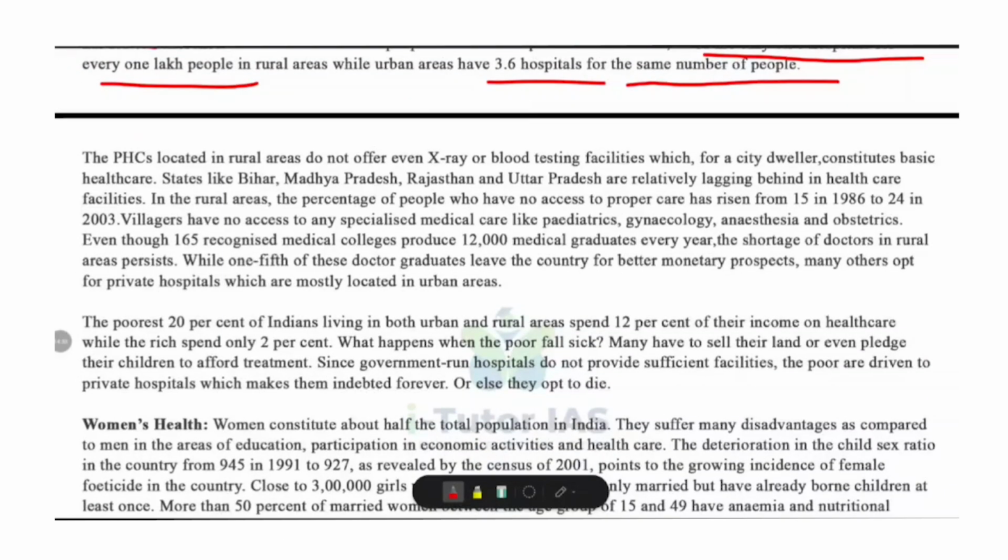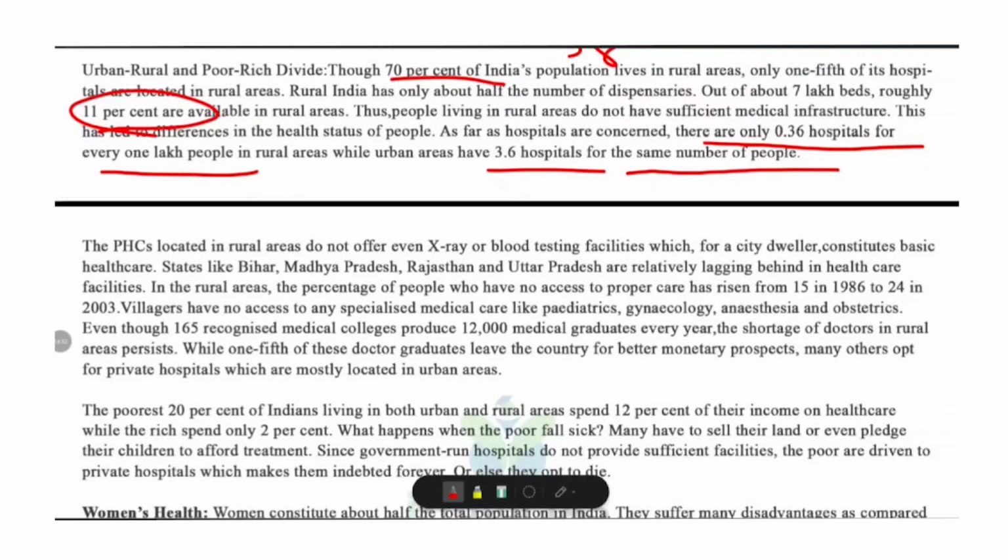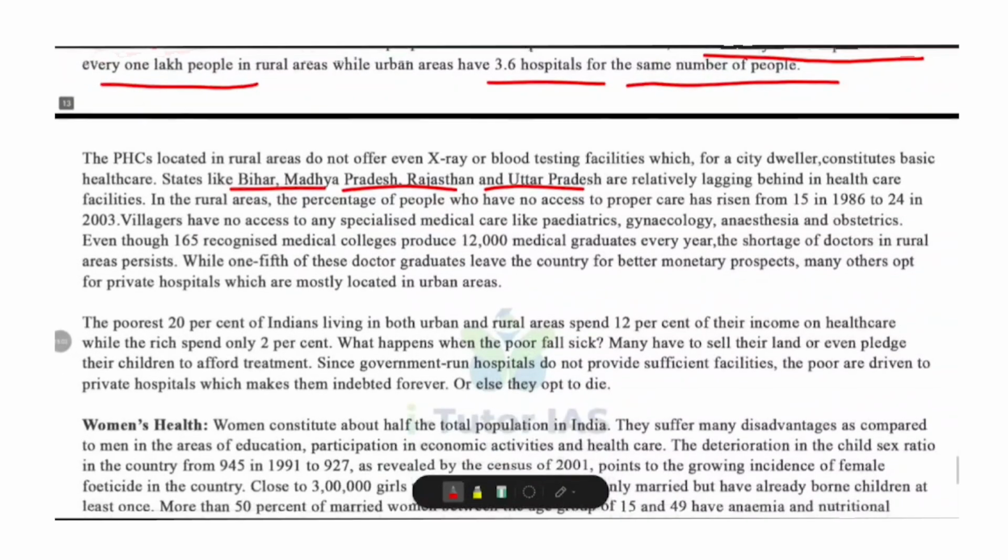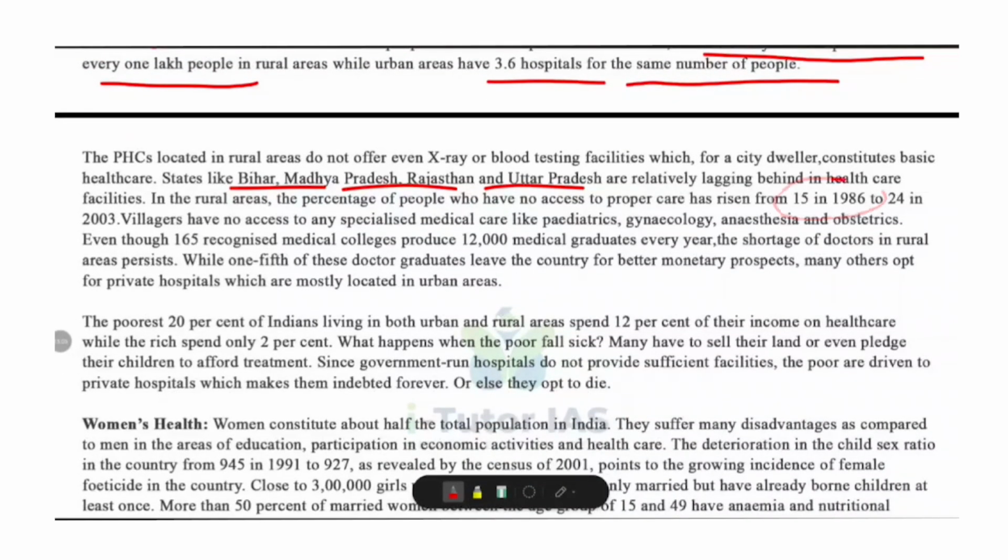Now, rural health infrastructure gaps and inequities in India, let's look at it. Primary health centers in villages lack basic diagnostic facilities like X-rays and blood tests. Villages have no access to specialized care, and states lagging behind include Bihar, Madhya Pradesh, Rajasthan and Uttar Pradesh. Then the percentage of rural population without proper care increased from 15% in 1986 to 24% in 2003.